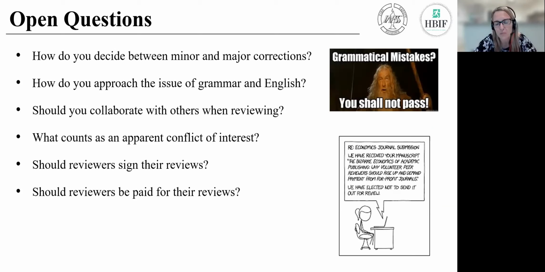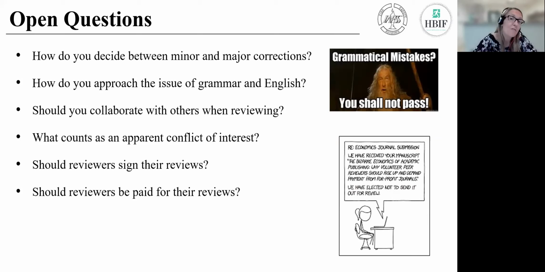So first, how do you decide between minor and major corrections? How do you decide between those two? Pete gave a great example: sometimes we write to the editors and say in the confidential comments, I'm kind of on the fence between major and reject. If the other reviews come back in a certain way, I could go either way.